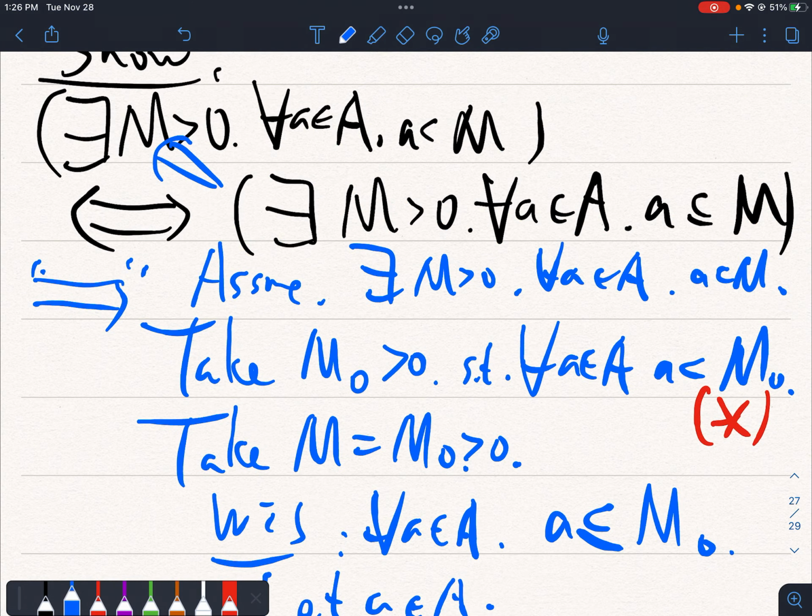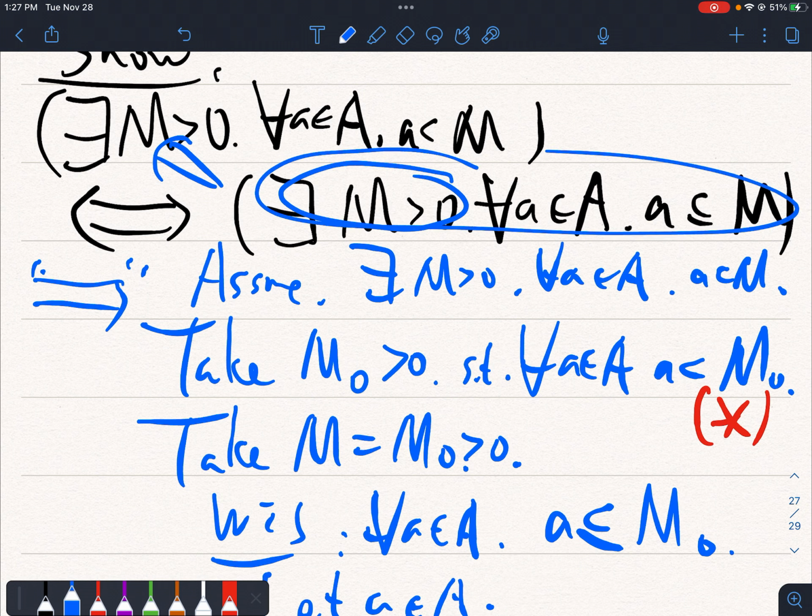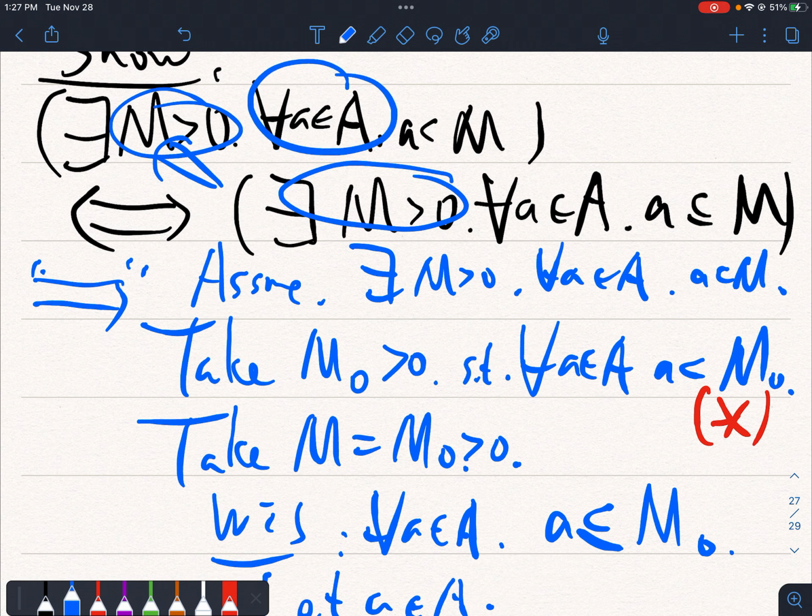So this is a trivial part, but this is not trivial, because in this direction, you cannot choose the same m naught. If you want to do it, then you choose the m naught, and then you assume this is true. So here you take the same m naught, and then you let a in A, and then you have a is less than or equal to m. But this will not imply that, because sometimes a is equal to m, then a is not less than m. But you can just solve this problem by taking this m to be just slightly bigger. Okay, just slightly bigger.